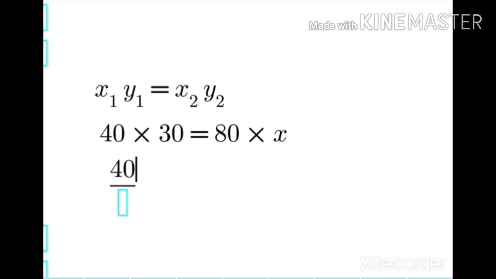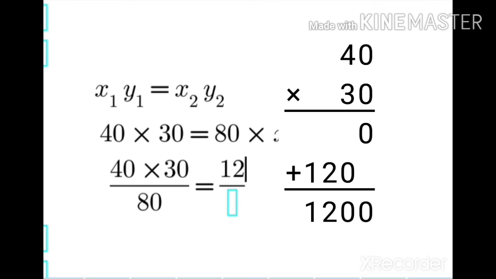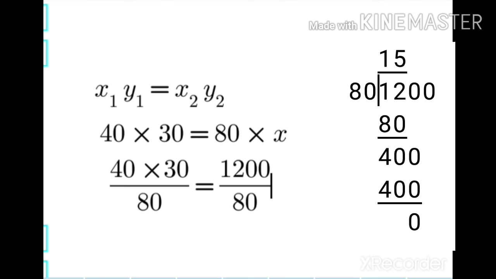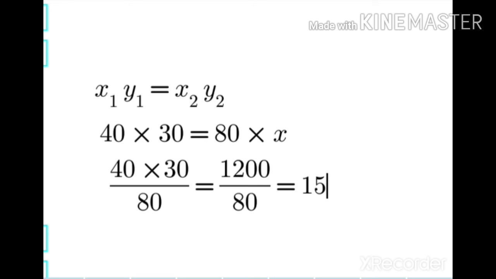So 40 into 30 divided by 80. If we multiply 40 into 30, the answer is 1200, divided by 80. If we divide 1200 by 80, the answer is 15. So the stock will last for 15 days.